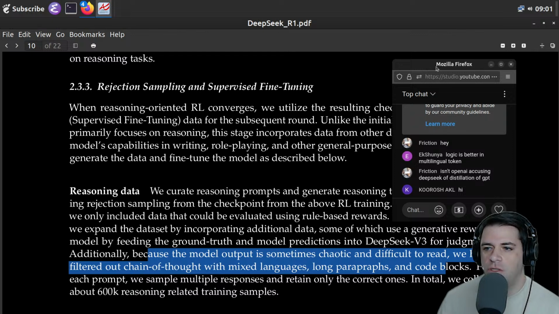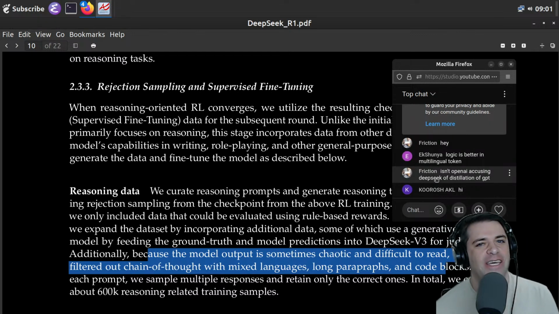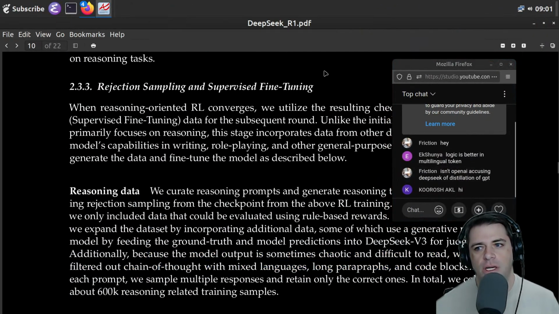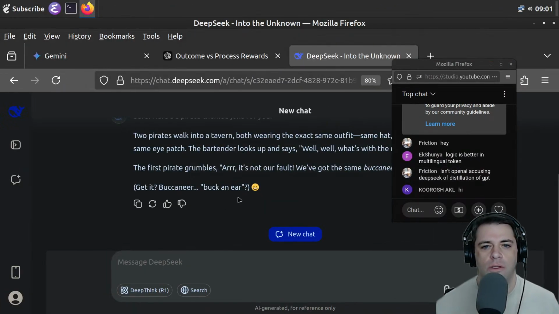Logic is better in multilingual token. Isn't OpenAI accusing DeepSeek of distillation of GPT? Hello, everybody. I don't know. They may be. I think I've seen that some people have raised the distillation of GPT as a possibility. Is OpenAI like publicly accusing? I don't know.